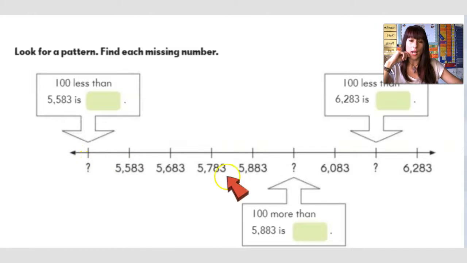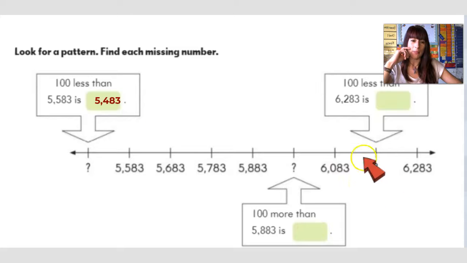And when I look at the pattern that's happening on these numbers that are next to each other, I can see that the only place value that's changing is the place value of hundreds. And I can see that we're going up with numbers. That's important to also identify. So my rule is to go by 100 and I'm subtracting. So 100 less than 5,583 is 5,483. Now let's solve this missing number over here.